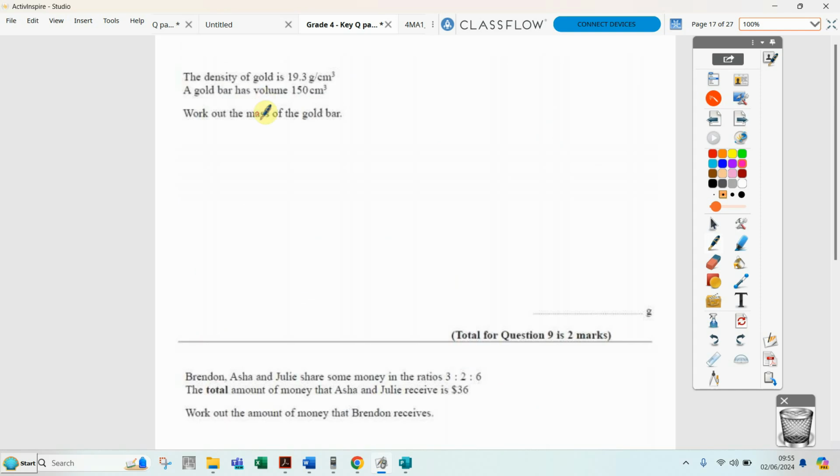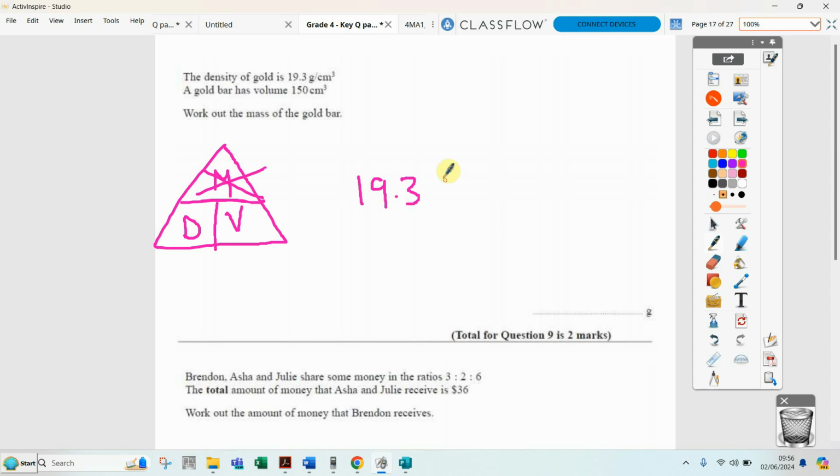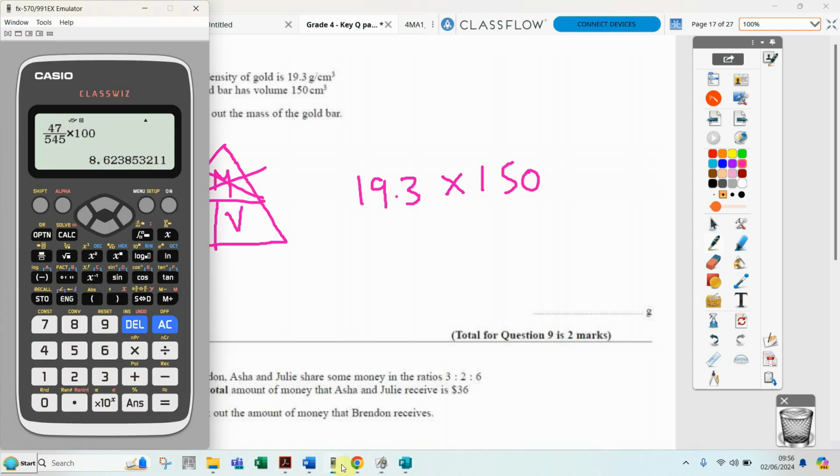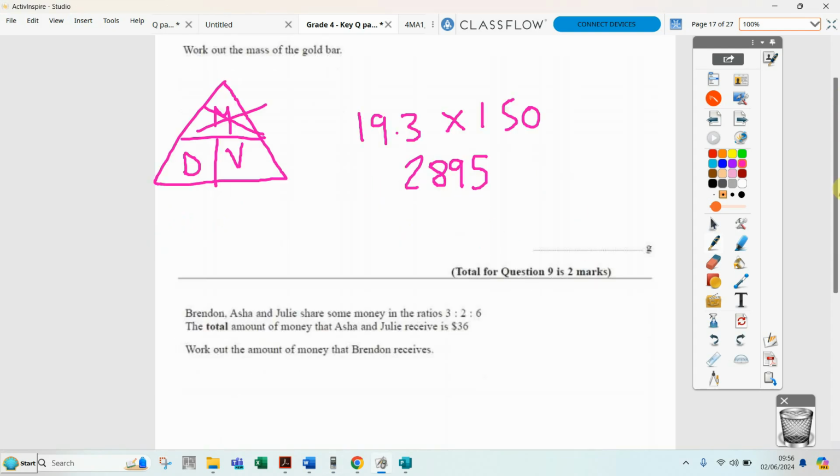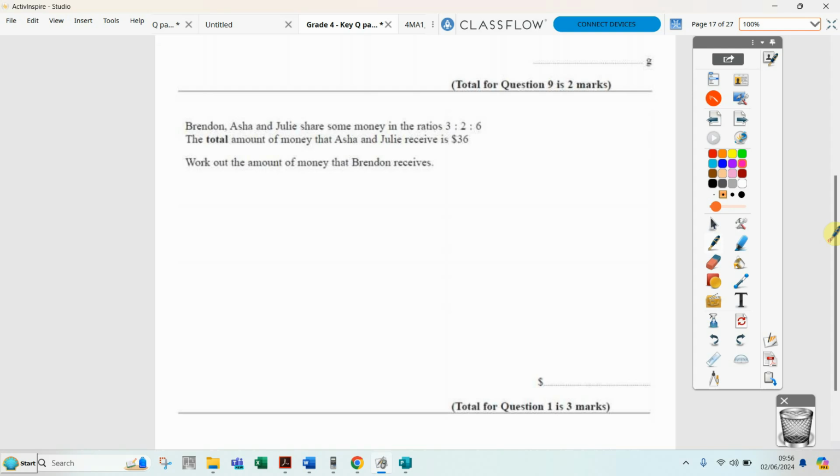Okay. Next question is about density. So we draw the formula triangle for density, D M V. You want to work out mass, you have to do density times volume. So you have to do 19.3 times the volume, which is 150. Just got to remember that triangle. It goes density, mass, volume. 2895. Okay, 2895.